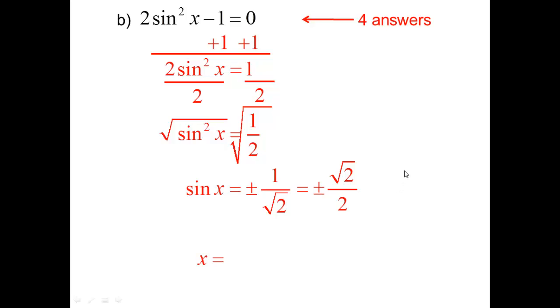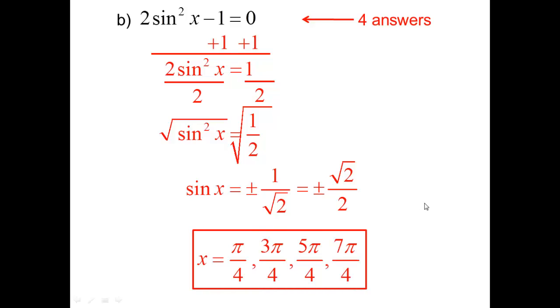So now I just need to know at what angles on the unit circle I can have positive root 2 over 2 or negative root 2 over 2 for my sine ratio. And since it's positive and negative, that means I'm going to use all 4 quadrants. To get root 2 over 2, it's going to be the pi over 4 intervals. So pi over 4, 3 pi over 4, 5 pi over 4, 7 pi over 4. 4 answers, exactly what I expected.